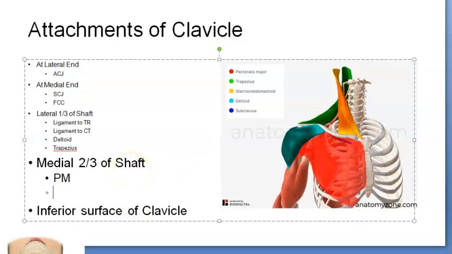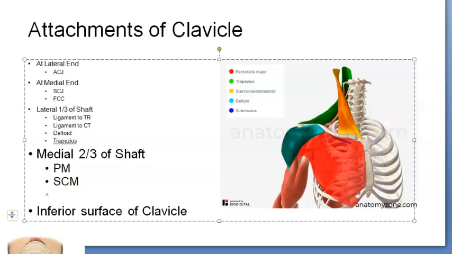So pectoralis major, sternocleidomastoid, right? Mainly these two you remember. Inferiorly pectoralis major, and then superior surface sternocleidomastoid.